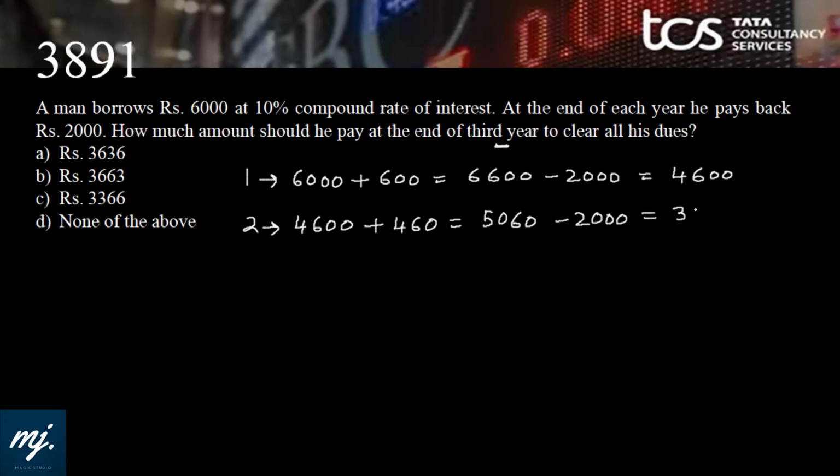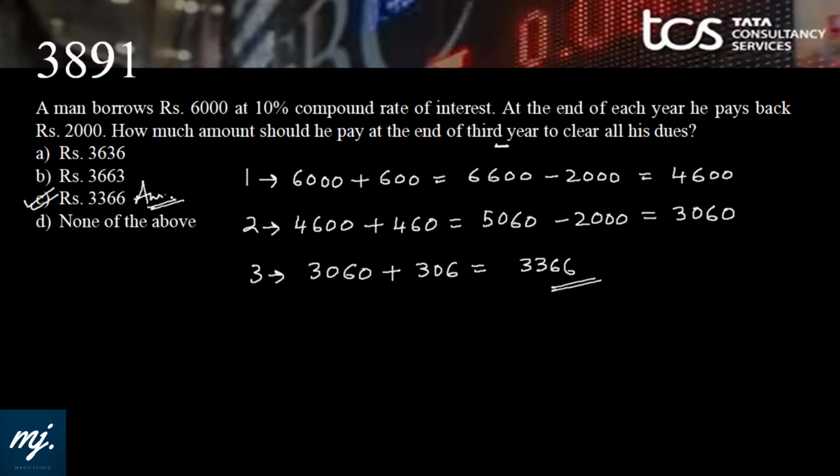That means remaining unpaid is 3060. So now at the end of third year, he is supposed to pay 3060 plus 10% of this, that is 306. That would be 3366. This is the amount which he is supposed to pay at the end of third year to clear all his dues, and that features in option C.